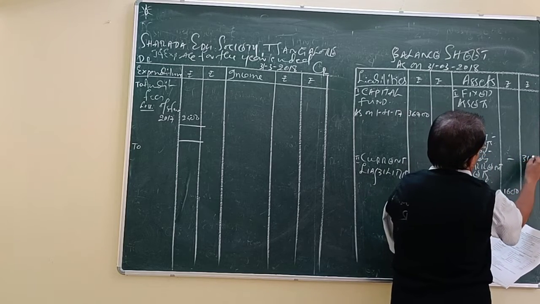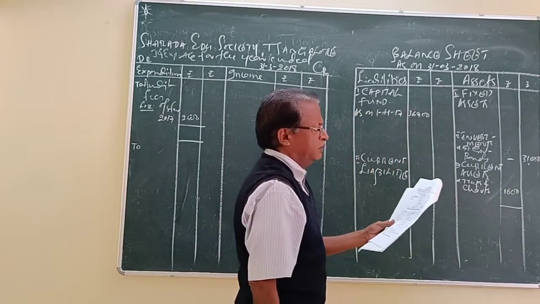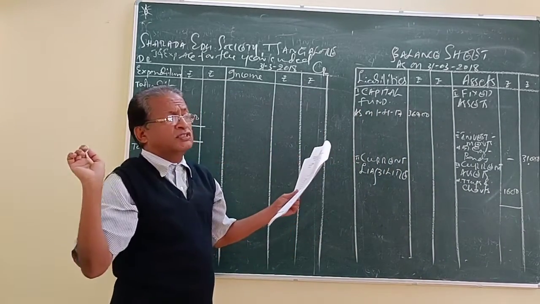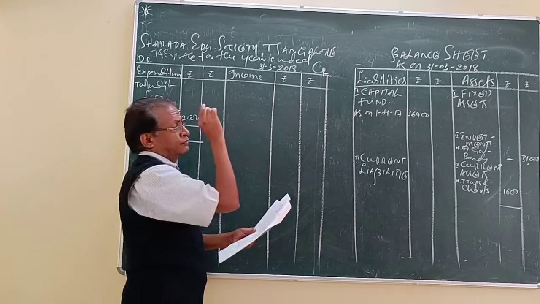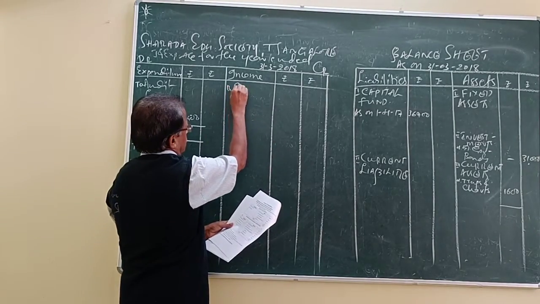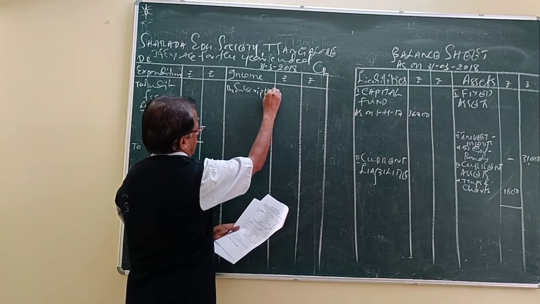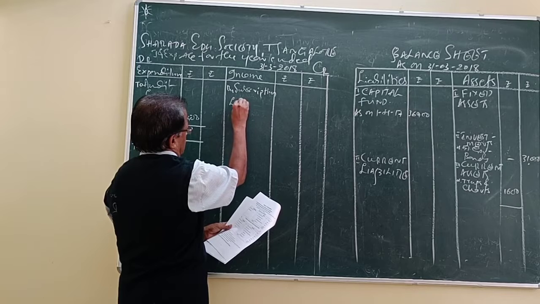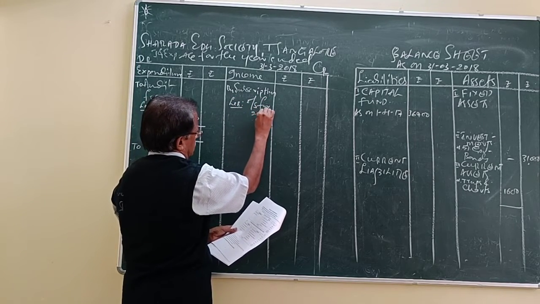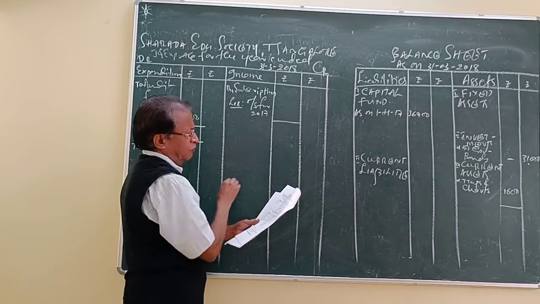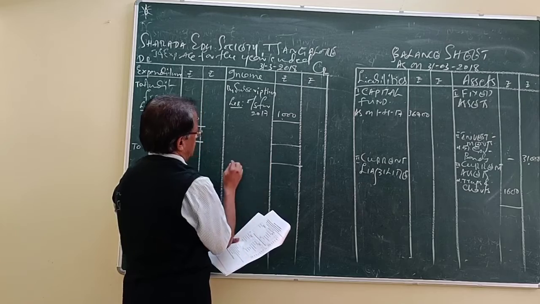Outer column, 31,000. Subscription outstanding rupees 1,000. It belongs to the previous year. It will be shown in the income and expenditure account as deduction out of the subscription. Less outstanding for 2017.